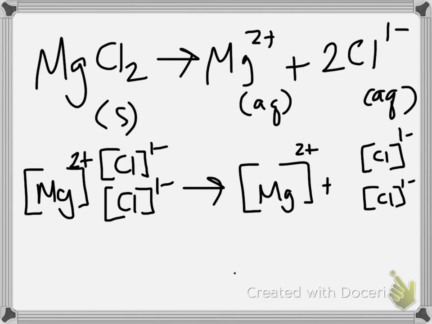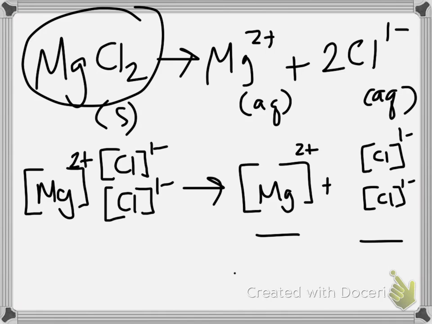What that means is you've got one magnesium ion standing shoulder to shoulder with two chloride ions. We write it as a simple compound. When that breaks apart, you have one magnesium that dissolves, that dissociates. You have two chloride ions that do the same. Does that make sense? Okay.